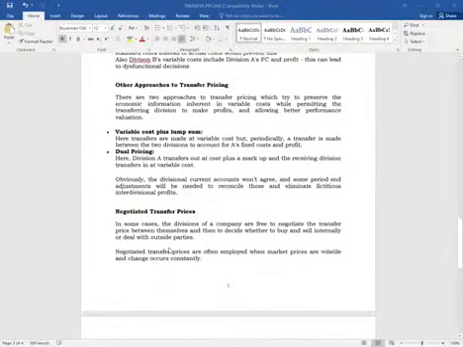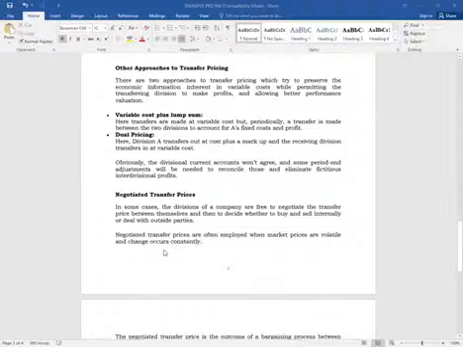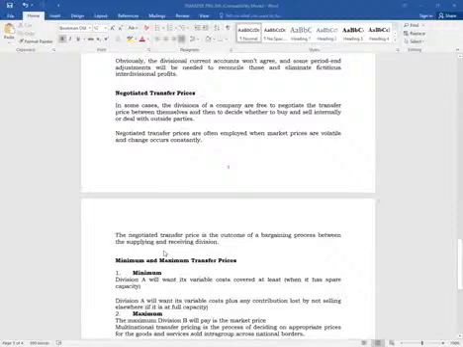Now, from there, we go to the next one, where we negotiate the transfer prices. Quite hard because the one who has got superior negotiation skills will always carry the day. So on negotiated transfer prices, what are we told? In some cases, the divisions of a company are free to negotiate the transfer price between themselves and then to decide whether to buy and sell internally or deal with outside parties. Negotiated transfer prices are often employed when market prices are volatile and changes occur constantly. The negotiated transfer price is the outcome of a bargaining process between the supplying and the receiving division.